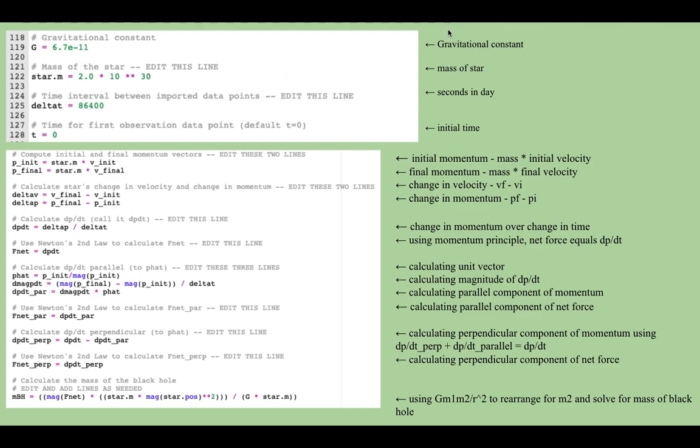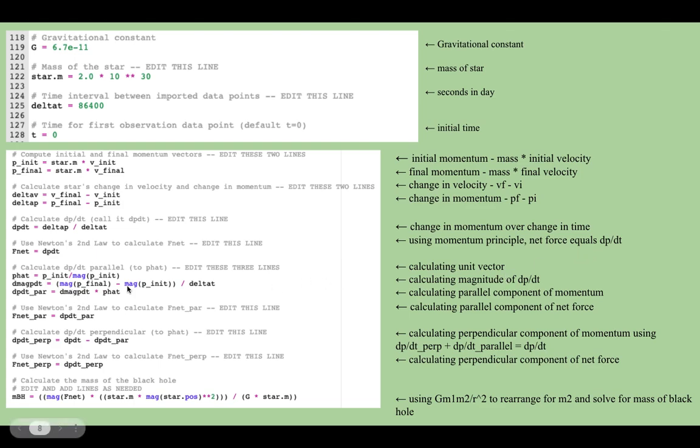So here we can see that the gravitational constant was set to 6.7 times 10 to the negative 11th. The mass of the star was 2 times 10 to the 30th kilograms, and delta t was 86,400, which is the number of seconds in a day, because that was the time between position checks, and the initial time was 0. And here we have the initial and final momentum, which is mass times initial and final velocity. The change in velocity is the final velocity minus the initial velocity, and the change in momentum is the final momentum minus the initial momentum. And dp over dt is the change in momentum over the change in time. And using the momentum principle, we know that net force equals dp over dt.